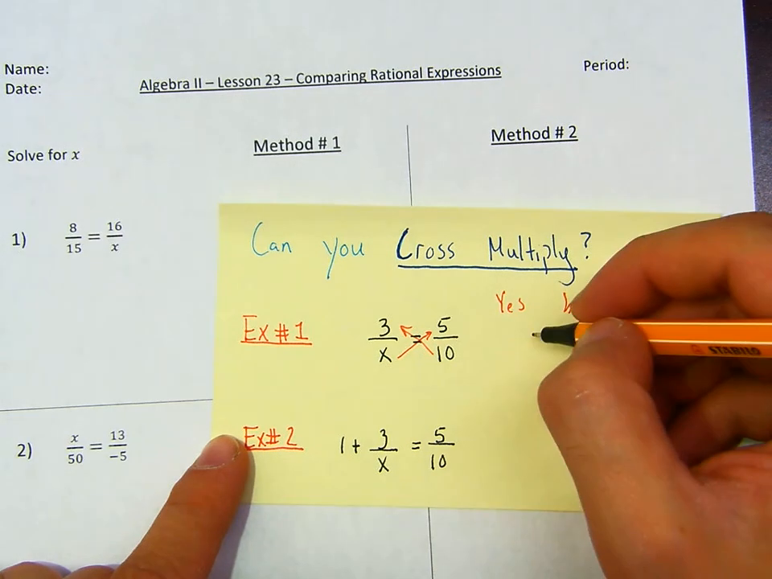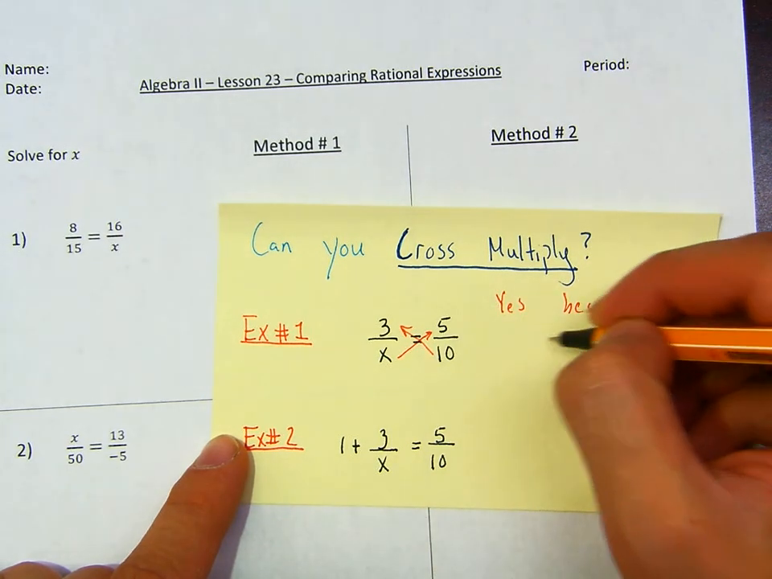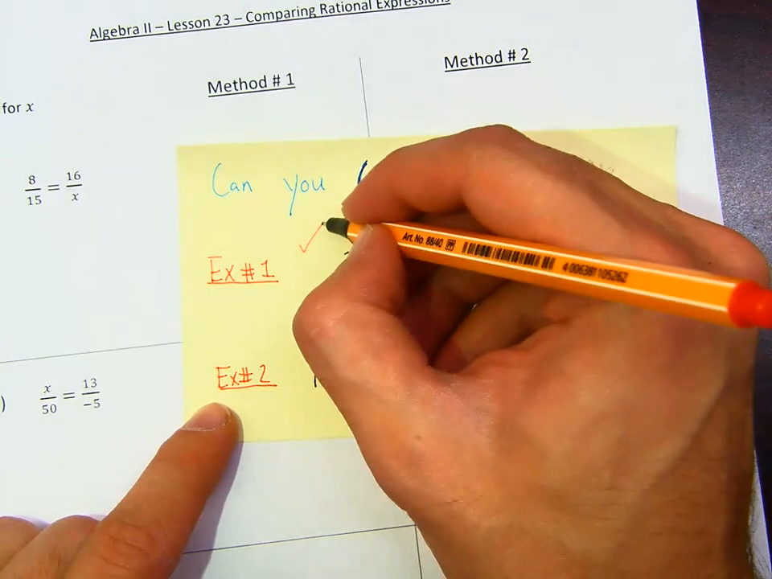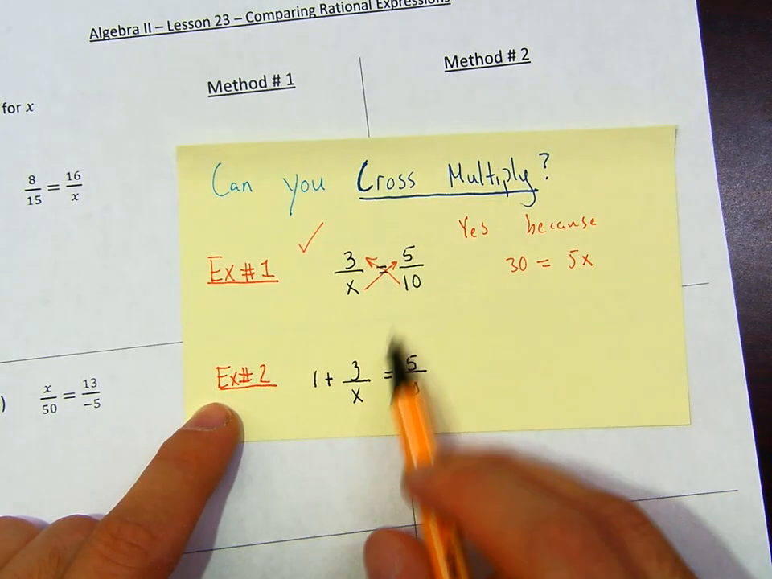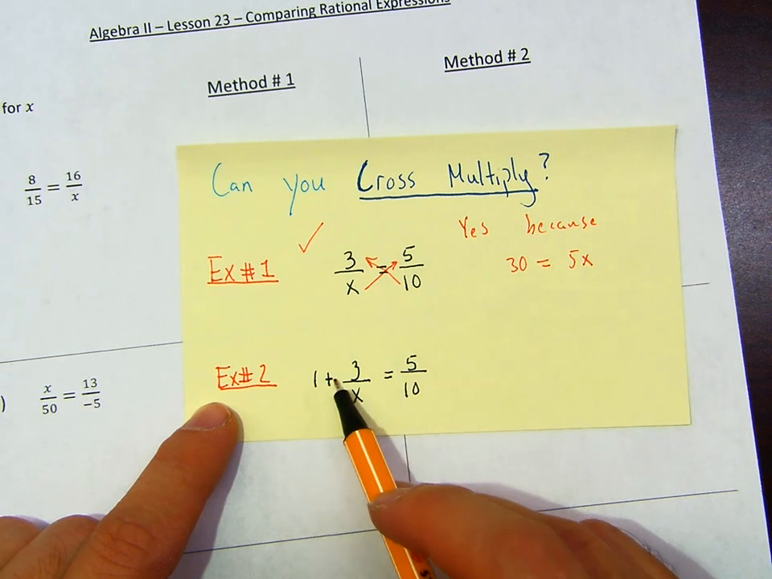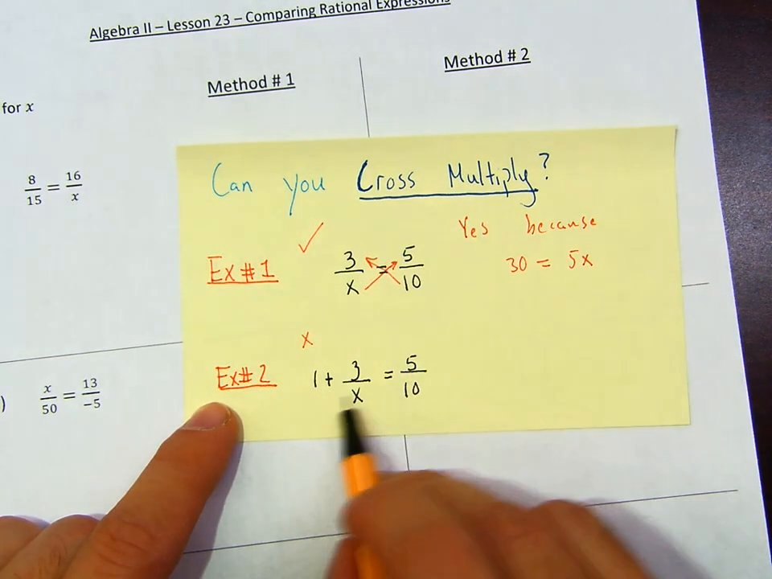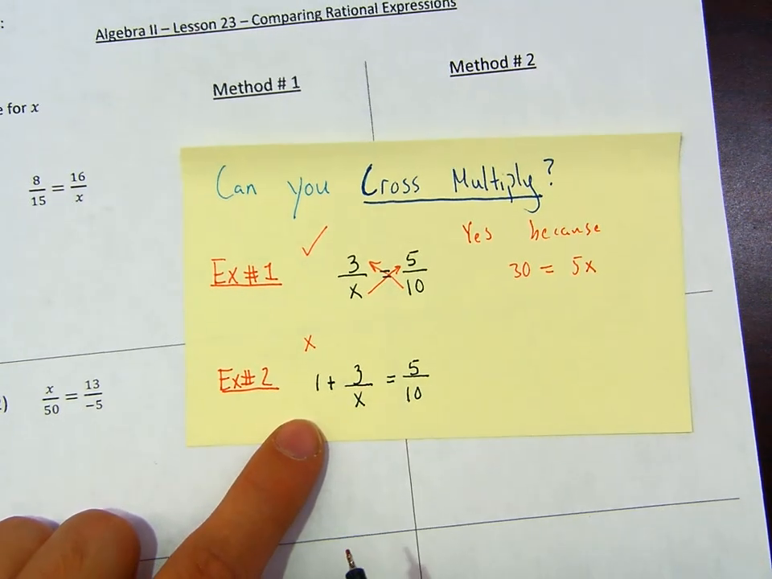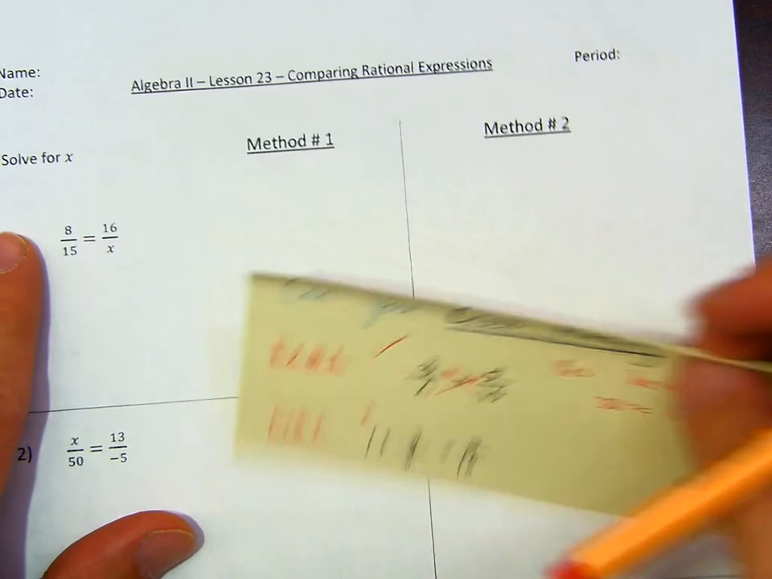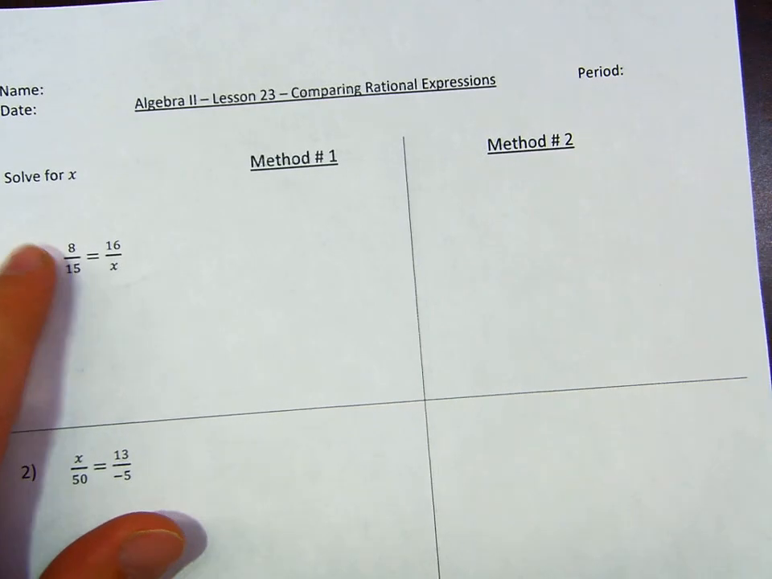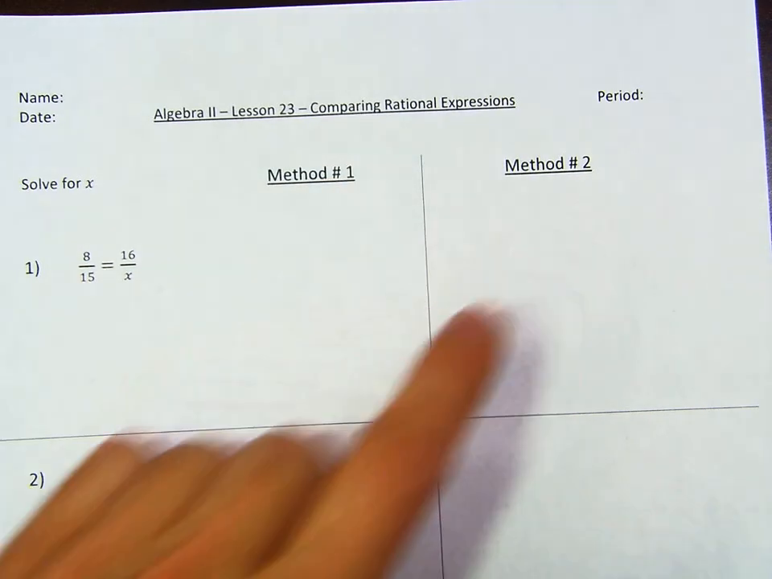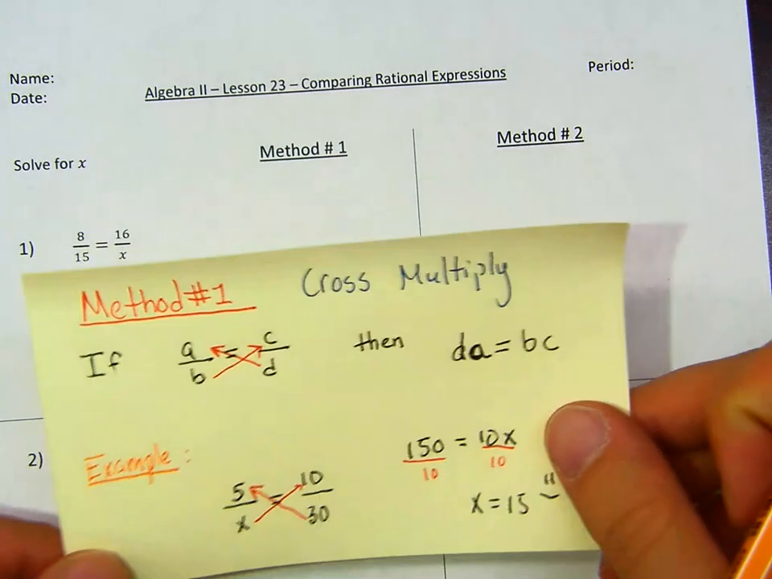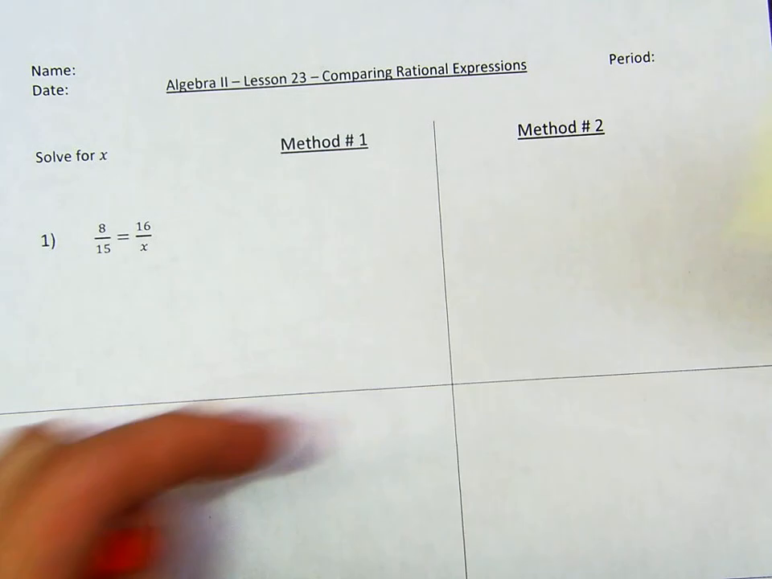So here you have this 5x is equal to 30, okay? Here you're allowed to cross multiply. What about this example? It's the same thing, but now I have this 1 plus. Here you are not allowed to cross multiply because you don't have two rational expressions equal to each other. So let's go through the lesson. We have two methods for today, method 1 and method 2. Method 1 will be to cross multiply, if possible, and method 2 I'll talk about right after.